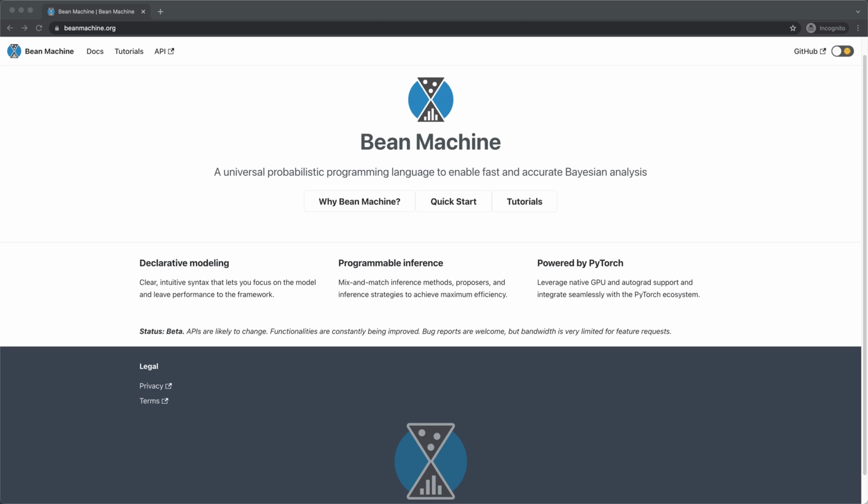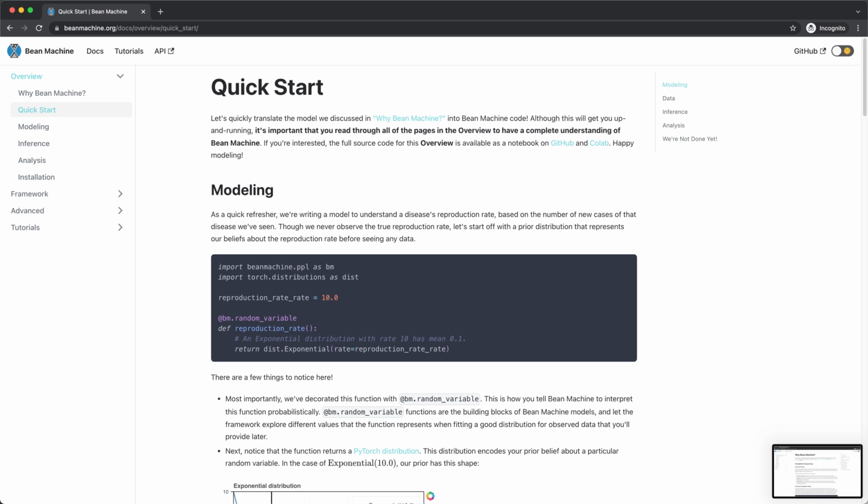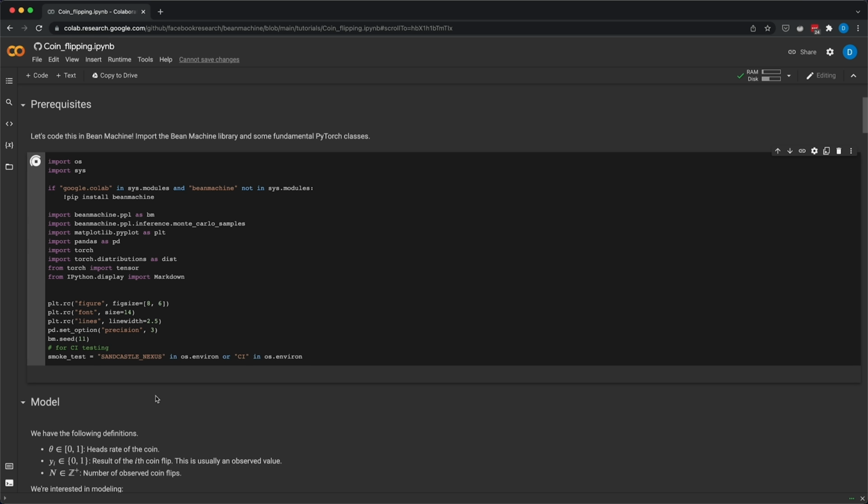To learn more about Bean Machine, visit our GitHub repository on the website. There you can find thorough documentation, a getting started guide, tutorials, and an online playground to run examples in the Google Colab.